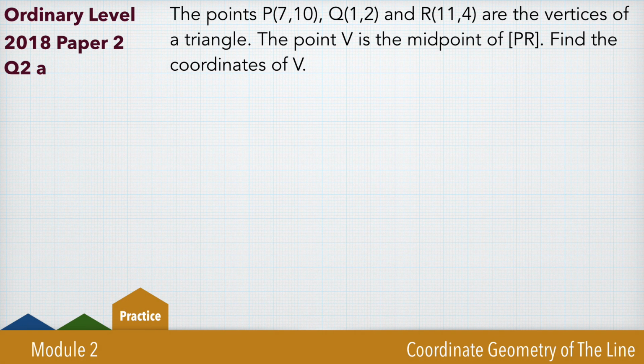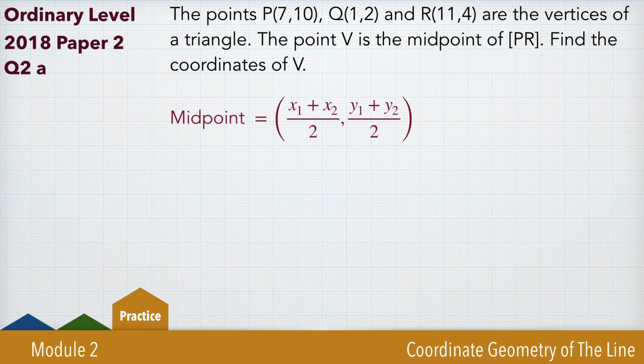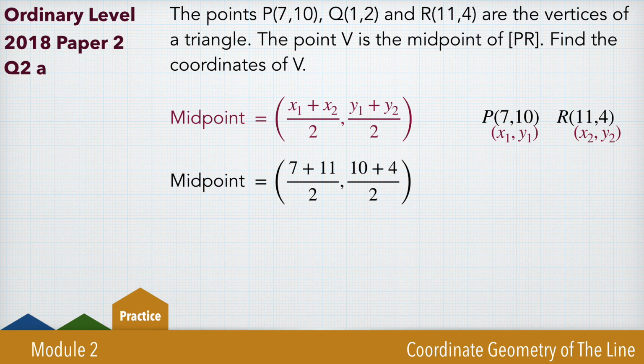In this question, we are given 3 coordinates, P, Q and R, and we are told that they are the vertices of a triangle. We are told that V is the midpoint of the line segment PR. We are asked to find the coordinates of V. As we are given the coordinates of the points P and R, we can use the midpoint formula. We start by labelling the points x1, y1 and x2, y2, and we can substitute them directly into the formula. Simplifying gives us a midpoint V as 9, 7.